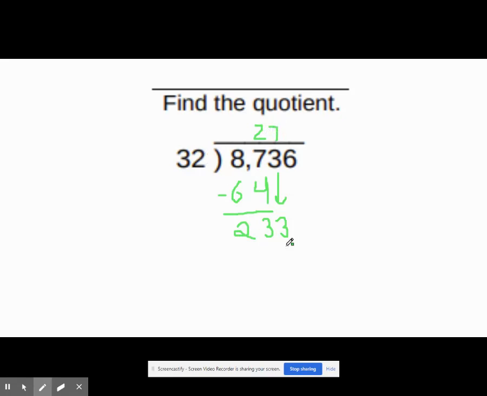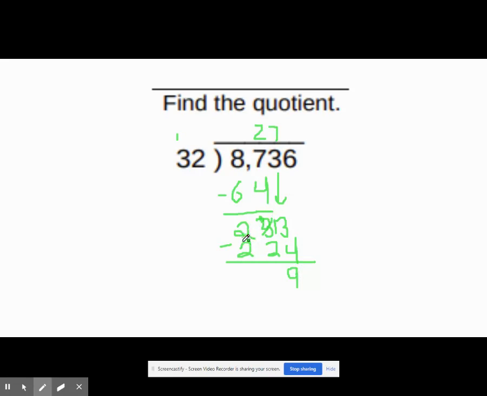7 times 2 is 14. 4, carry our 1 over. And 7 times 3 is 21, plus 1 gives me 22. I think we're going to be less than 33 here. That looks pretty good. Actually, we're going to have to borrow in this case. That becomes a 2. And that 1. So 13 minus 4 is 9.